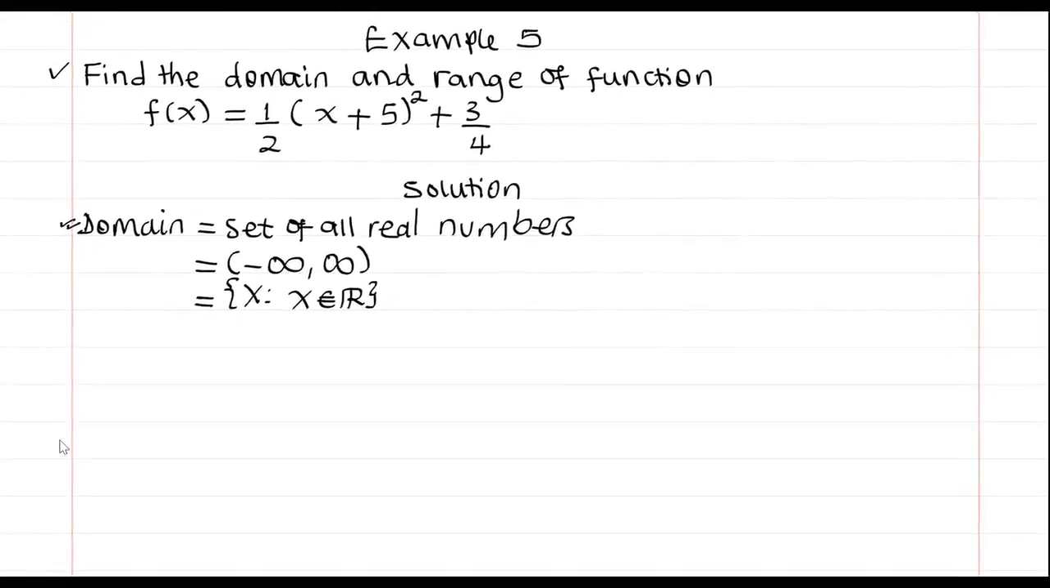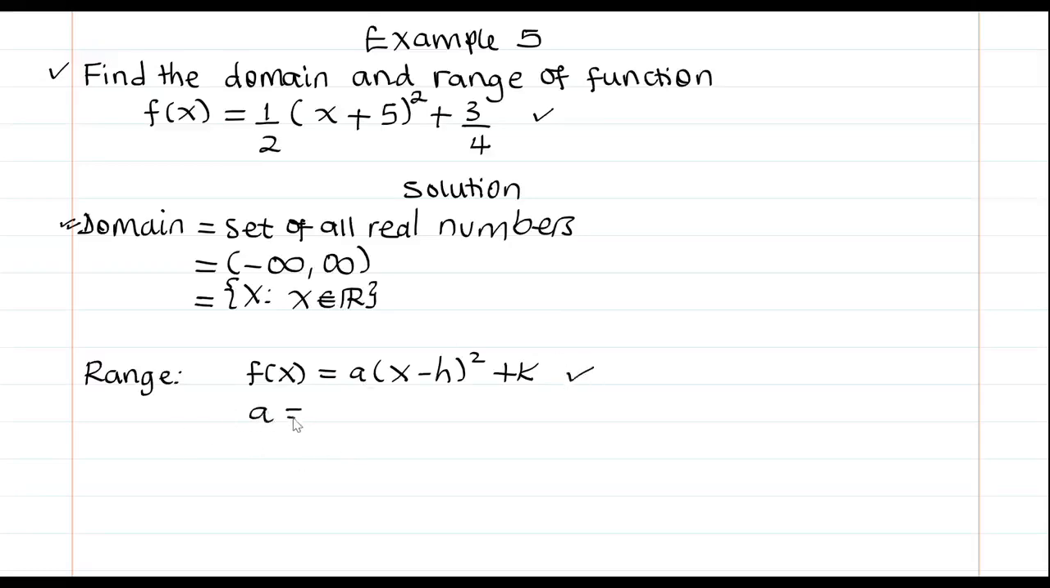Going to the range, our range depends on two values, the value of A and the value of K. So the vertex form is f of x equals A times (x minus h) squared plus k. We compare the given function to the vertex form, and clearly we can see that our A is equal to a half.